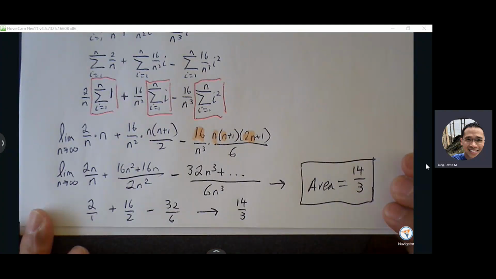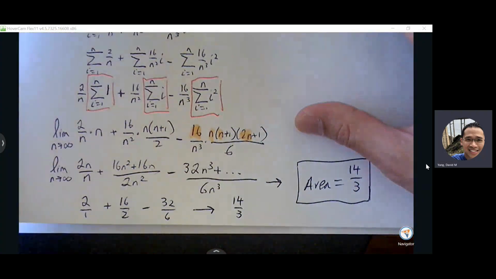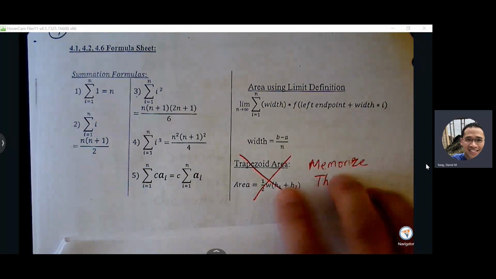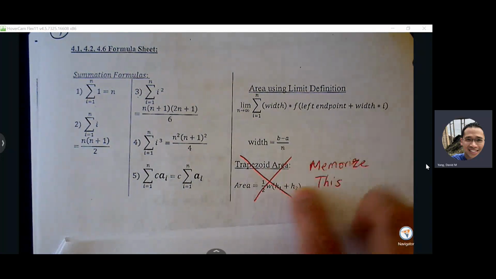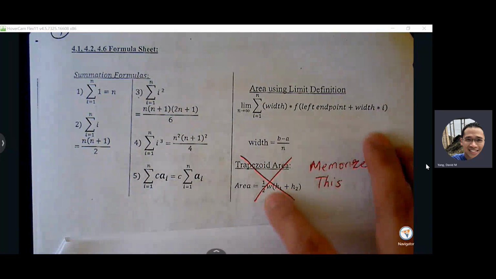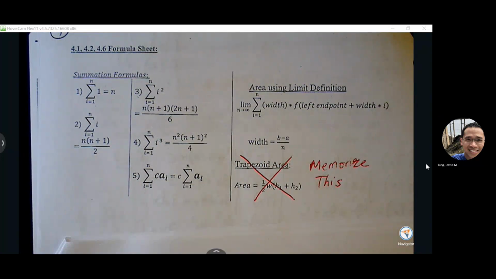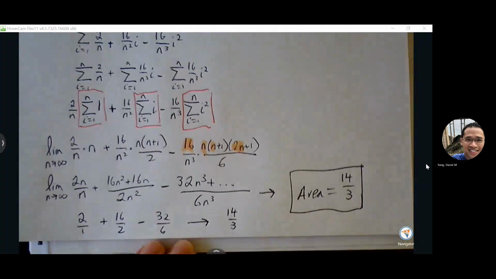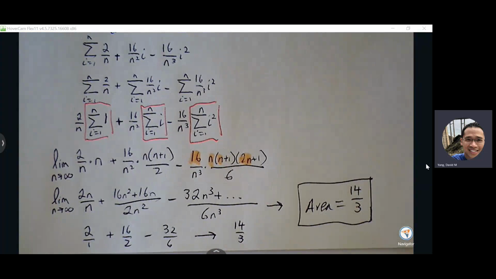So are you going to give us the summation formula? Yeah, so I'll give this information to you. This will be your formula sheet. Okay, I won't give you the trapezoid area, but these I will give you. Okay. Any questions with 5?